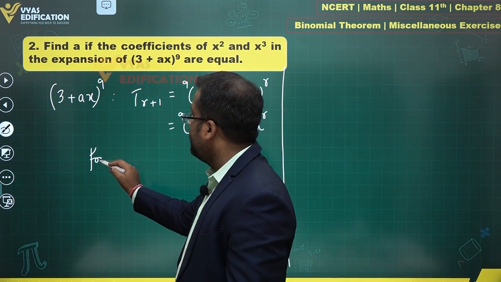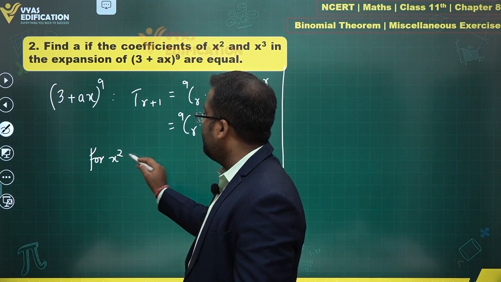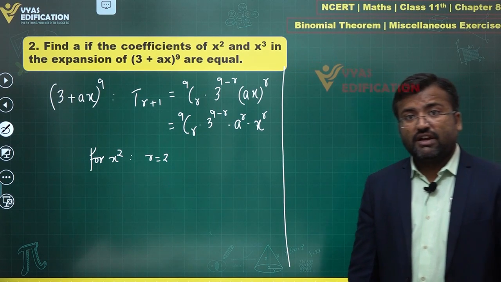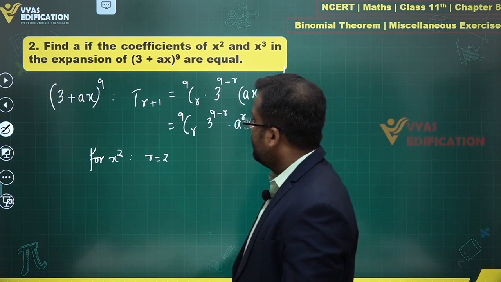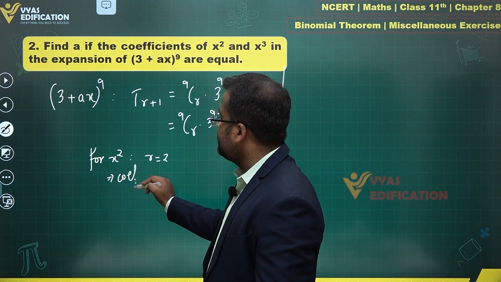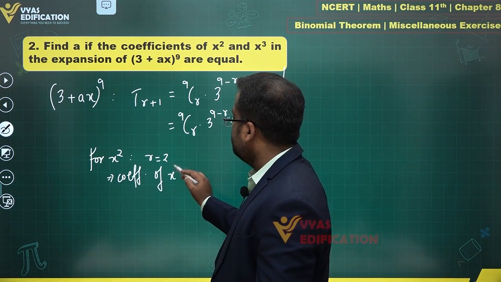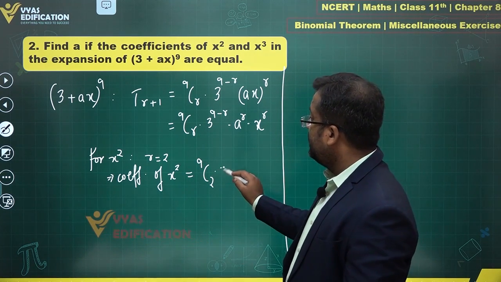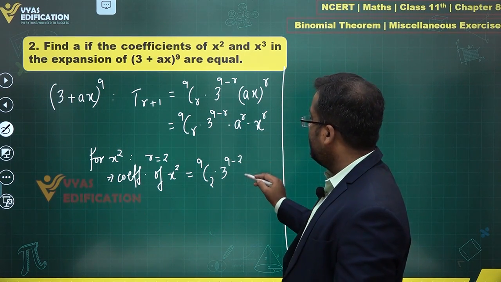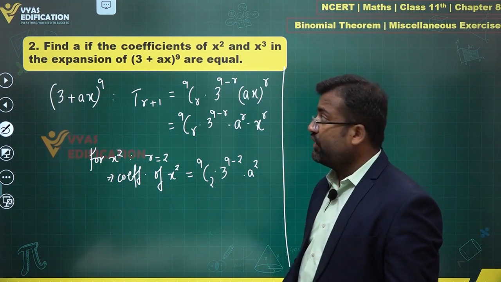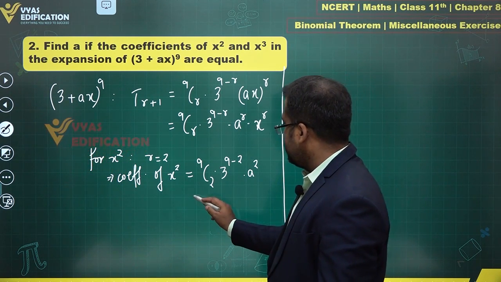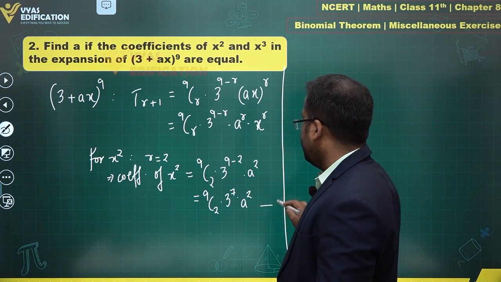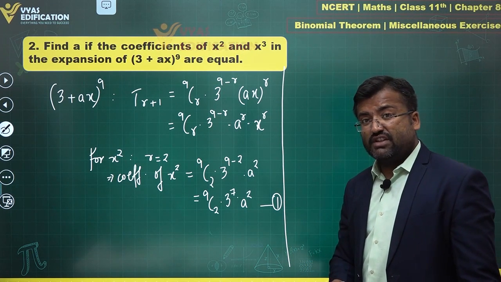So for x power 2, we have r equals 2. Comparing x power r with x power 2, we get r equals 2, which implies coefficient of x power 2 will be equal to what? This will be 9C2, 3 power 9 minus 2, a power 2. This is what you get. When simplified, this is 9C2, 3 power 7, a square. Let's call this equation number 1. This is coefficient of x square.